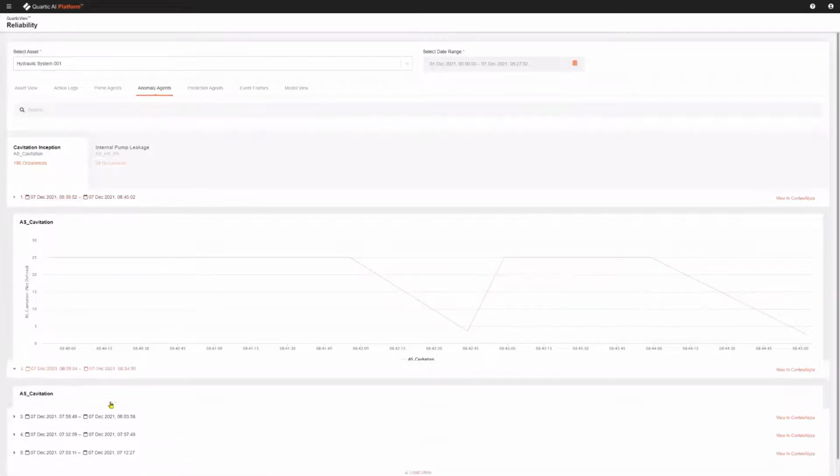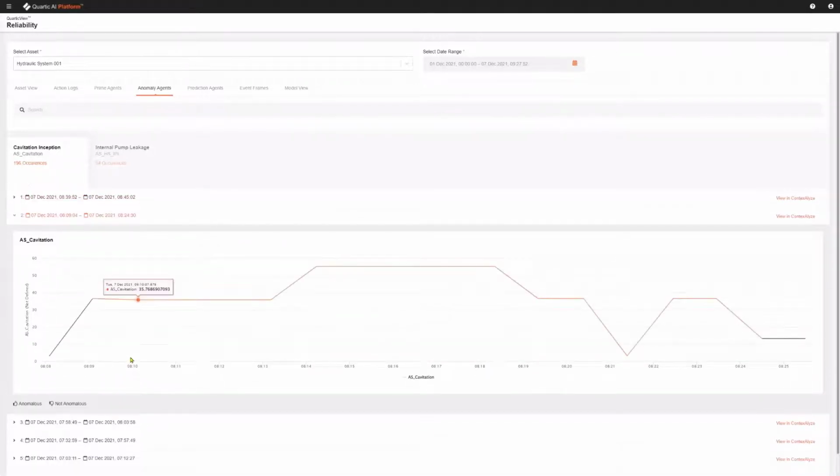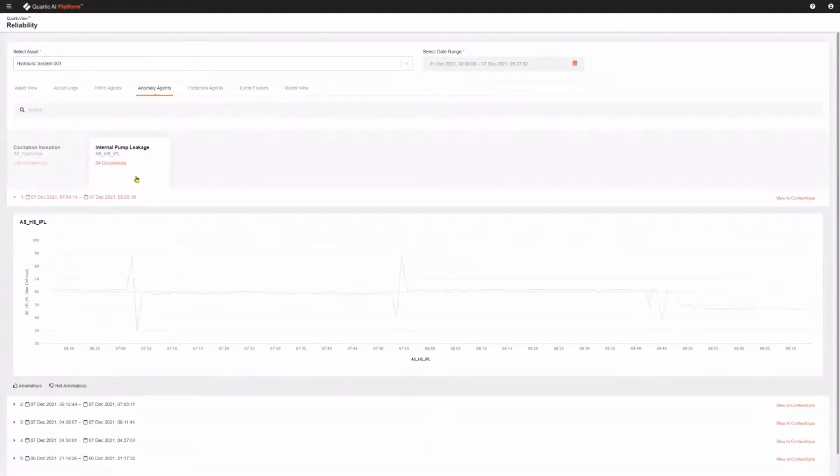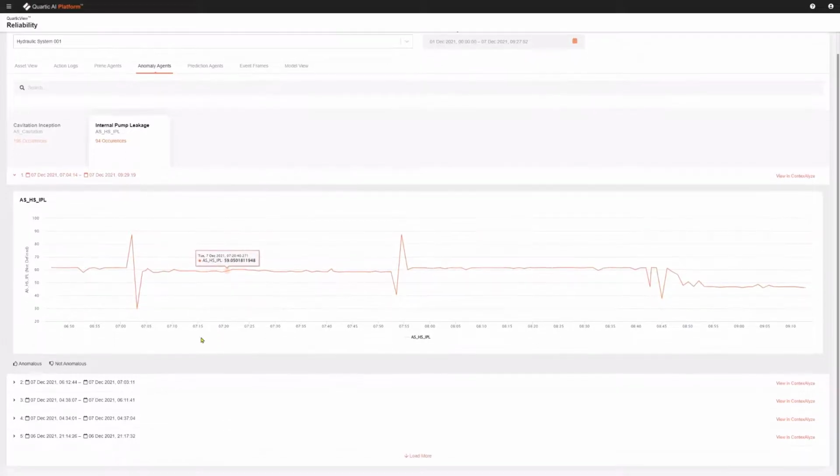And if you remember the RCM workflow, first we identify the failure mechanism to detect this internal pump leakage. I've built a machine learning model for detectability and deployed that model as a live agent to track occurrences for this failure mechanism. So as I look at each failure mechanism, I can see a breakdown of each occurrence that occurs and the status that triggered it.